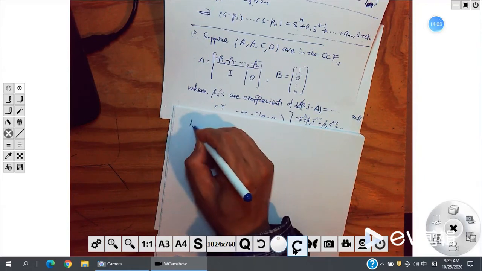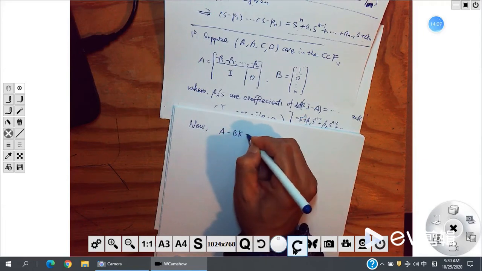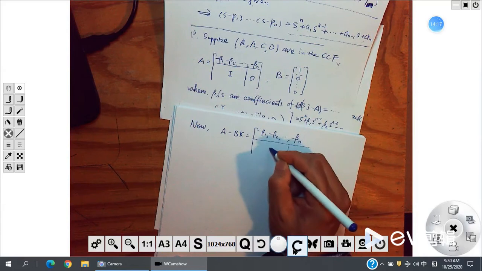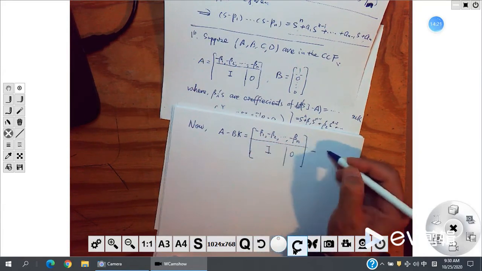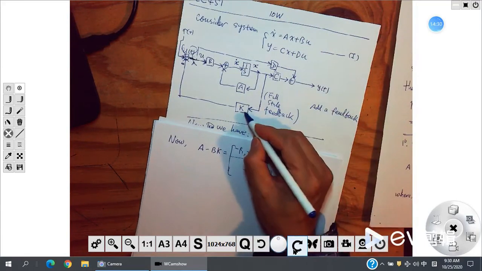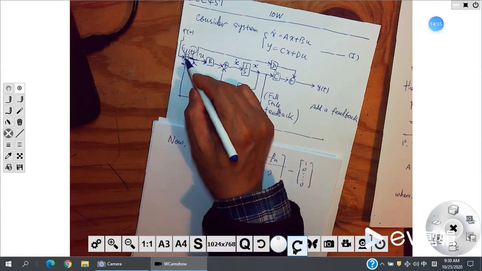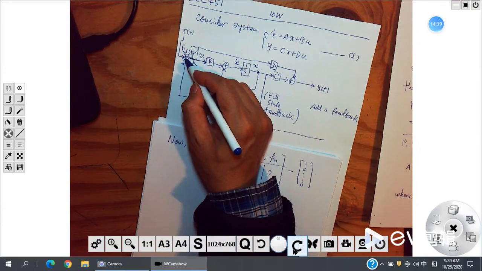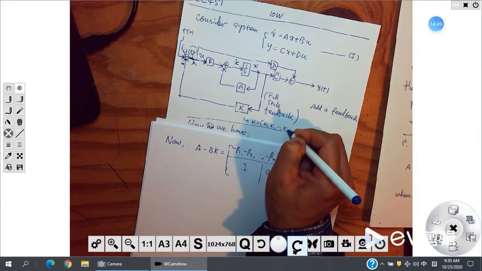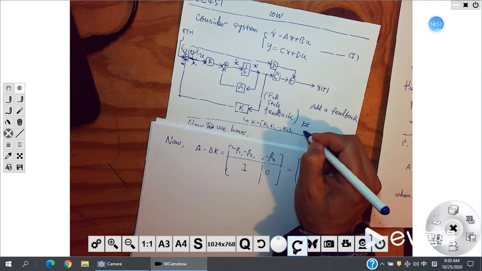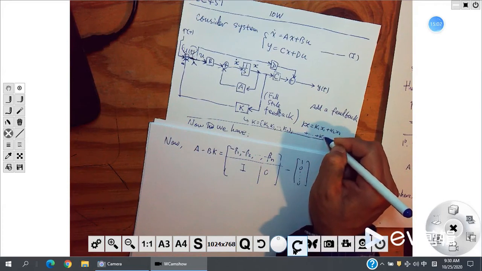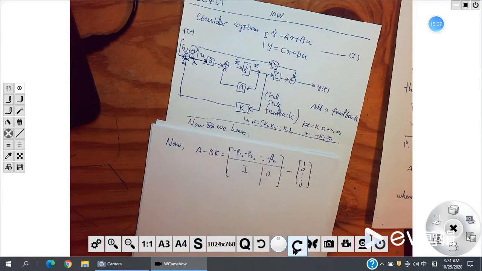Now, A minus BK is what? A is this one: negative beta 1, negative beta 2, negative beta n, three blocks, this unit, this is 0. Minus B, which is 1, 0 to 0, and K. K times X gives you a single value to subtract from U, right? U is a single value. So K will equal K1, K2 to Kn, and K times X will equal K1x1 plus K2x2 plus until Kn times Xn.